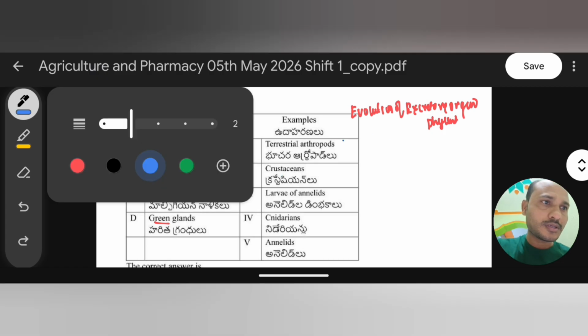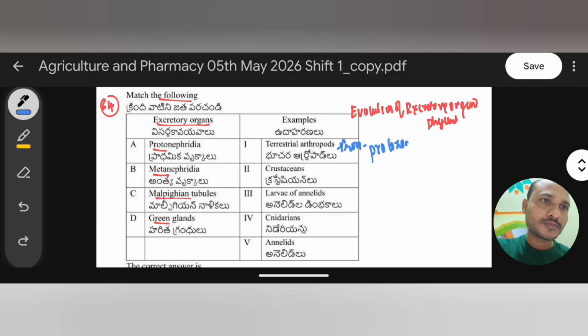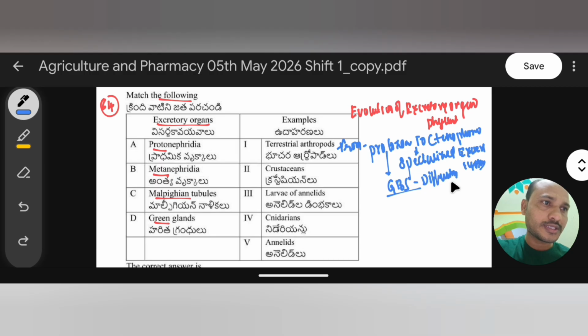So here from phylum Protozoa to Ctenophora, there is no specialized excretory organ or excretory system, and they perform their excretion through the general body surface by diffusion only. Here protozoa to ctenophora includes protozoa, porifera, coelenterata and ctenophora. So these four phyla do not have any specialized excretory organs or system, hence they perform their excretion through the general body surface by diffusion.